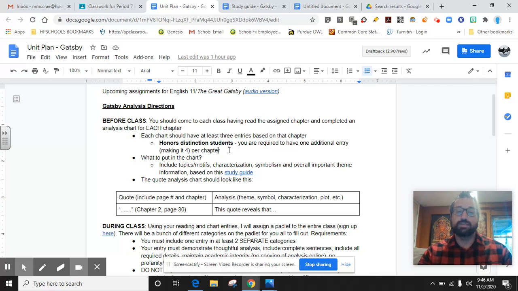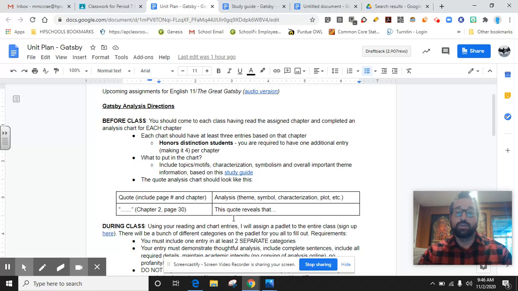If you are an honors distinction student, you should have 1 additional entry per chapter. Again, if you decide to do this, I will give you extra credit. I will be collecting these charts at the very end, all 9 of them. So if you do have that extra entry per chapter, whether you decide to go with honors distinction or not, you will get extra credit for it.